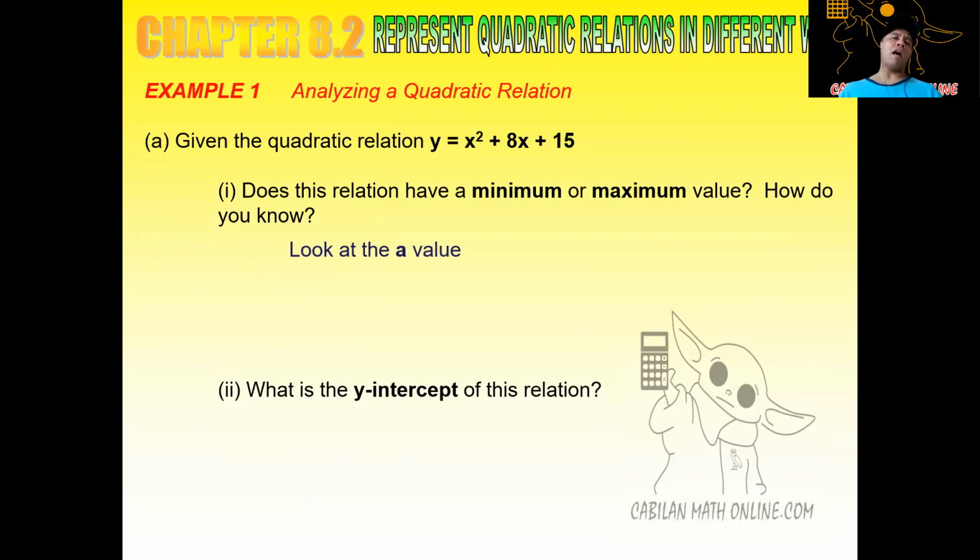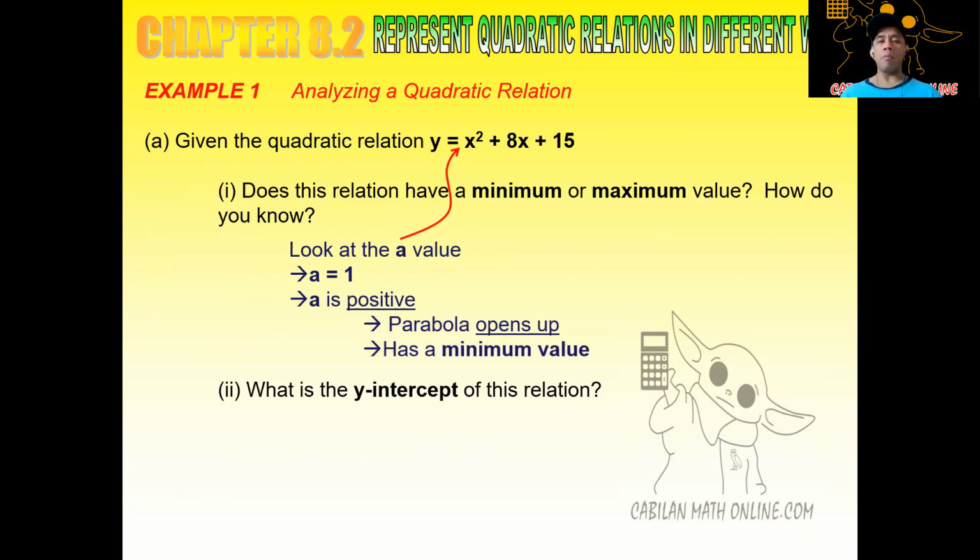Now, if you look at the a value, notice there's something missing there. But remember, there is a number in front of that x squared, and you probably remember it to be the number 1. So since a is equal to 1, we know that what we have here is an a that is positive. Now remember, when the a is positive, if you take a look at your camera shot there or your notes, we have a parabola that opens upwards. So when the parabola opens upwards, what we'll have there is a minimum value.